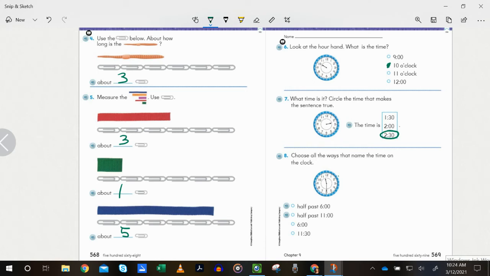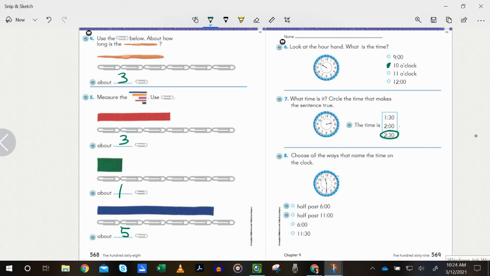Number 8, does the clock show 6:30? Well, the minute hand has gone halfway around the clock, but the hour hand is nowhere near the 6, so that's not true.